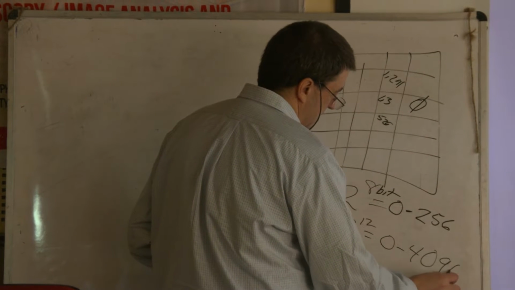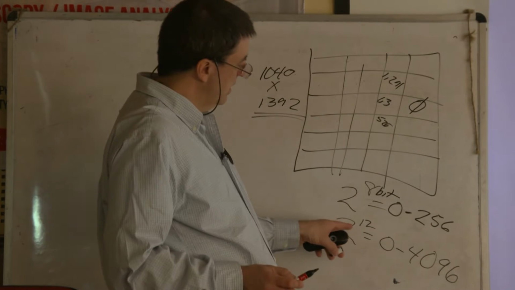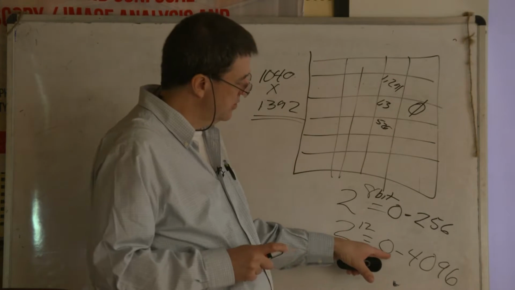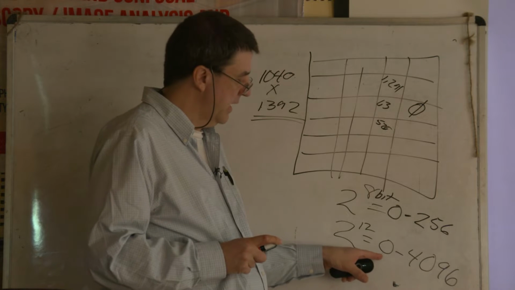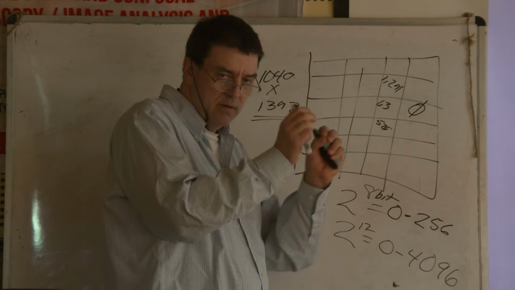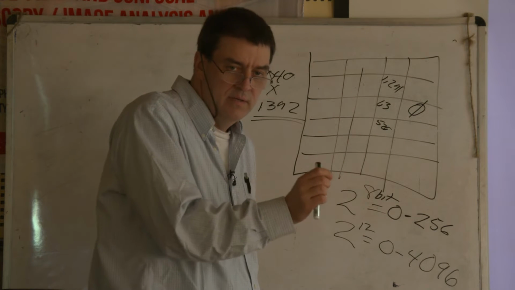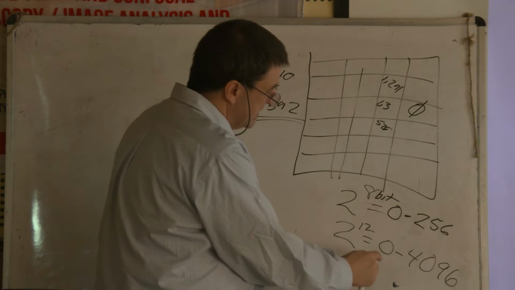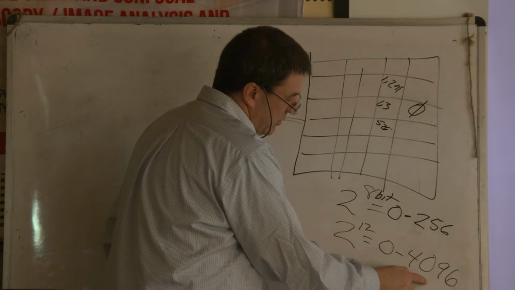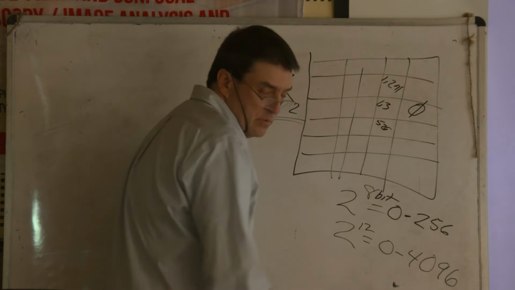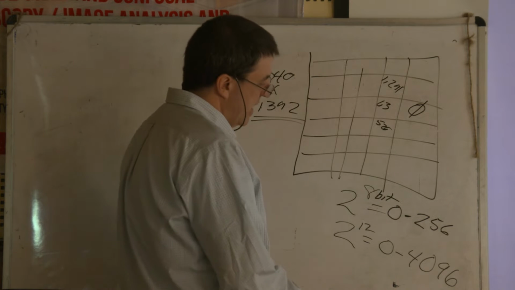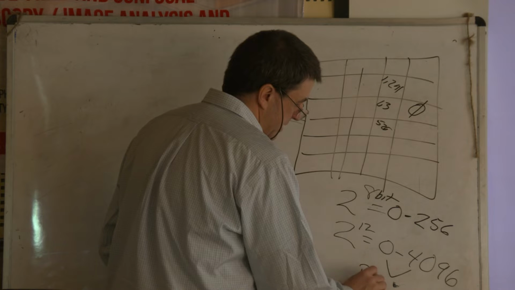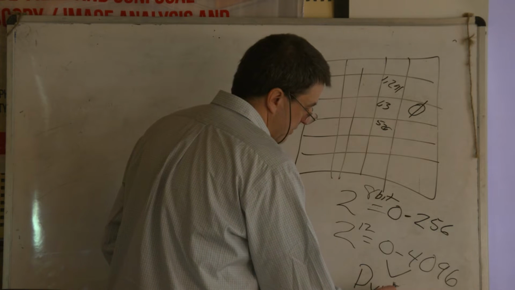4096. Okay? So with the 12-bit camera, you have more of these, called gray levels. You can see more intensity detail. The camera can pull out more information out of your image because now you have this many gray levels to work with as opposed to this many gray levels to work with. This range here is called the dynamic range of the camera. Dynamic range.